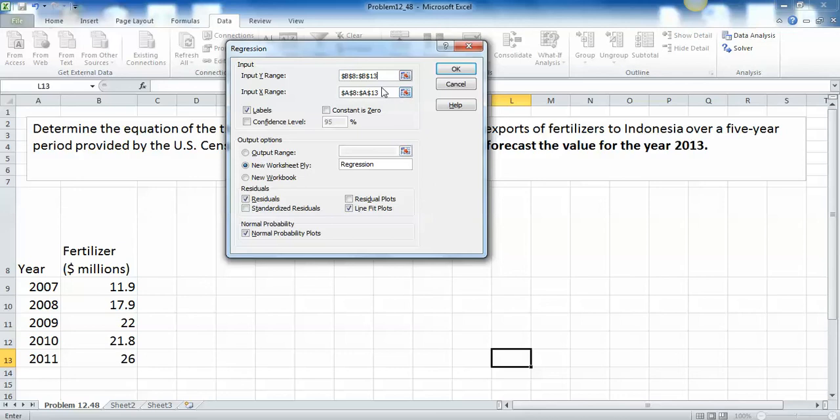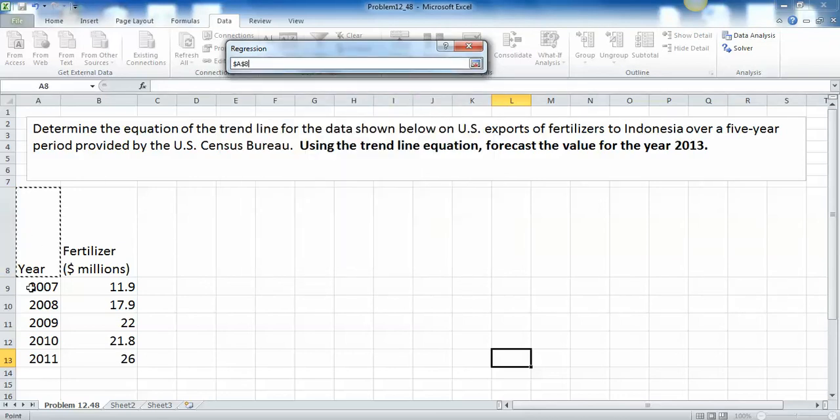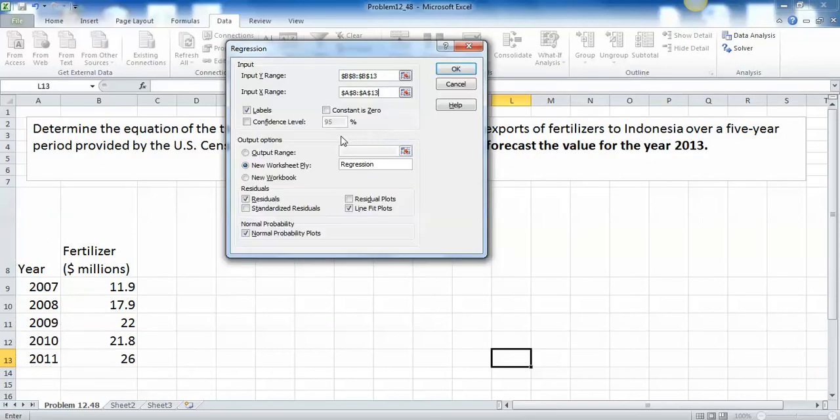Okay, the X values are the years. That's the information I'm given, the years. So if I have the years, I want to predict what the fertilizer sales are. I must have the labels checked because I did highlight the labels. And I'm going to create a new worksheet called regression. I'll highlight the residuals. I'll do a residual plot, a line fit plot, a normal probability plot. Those are some options that I can choose.